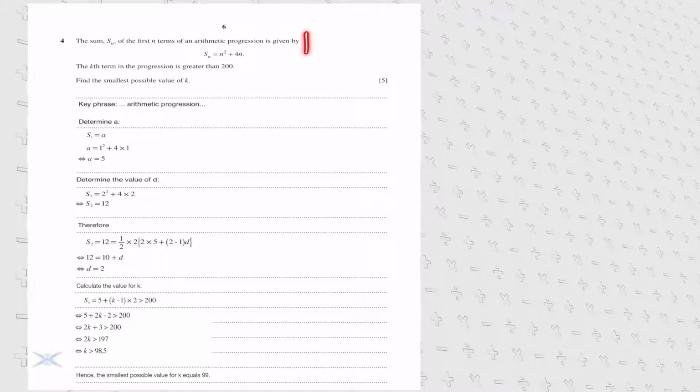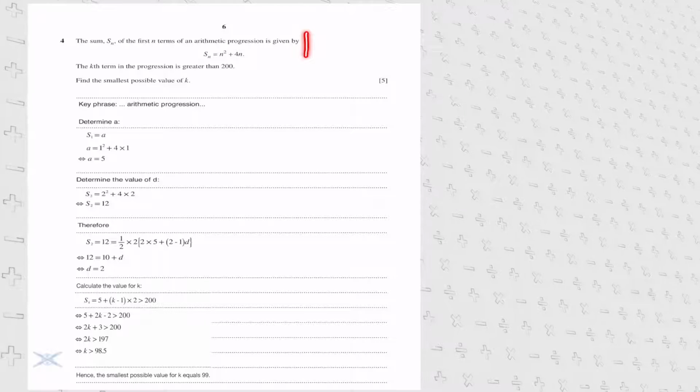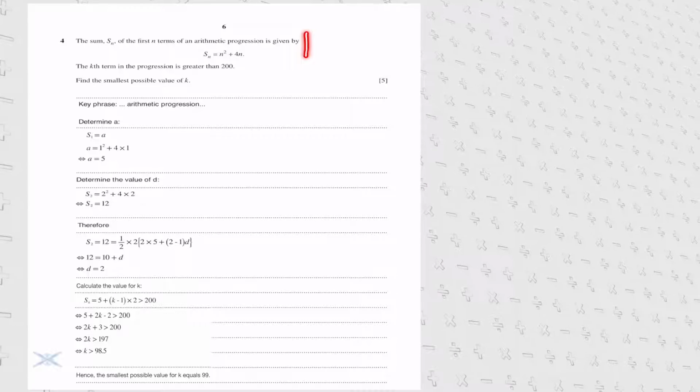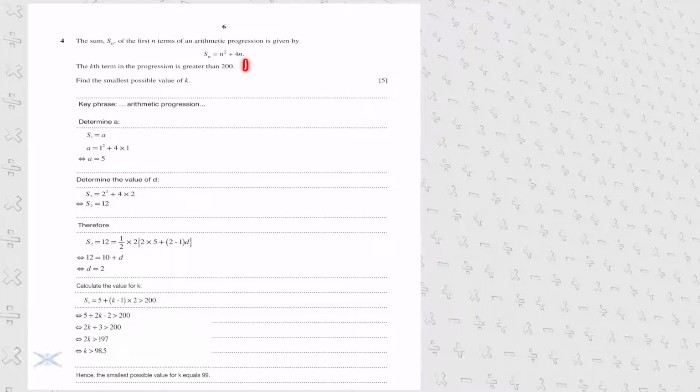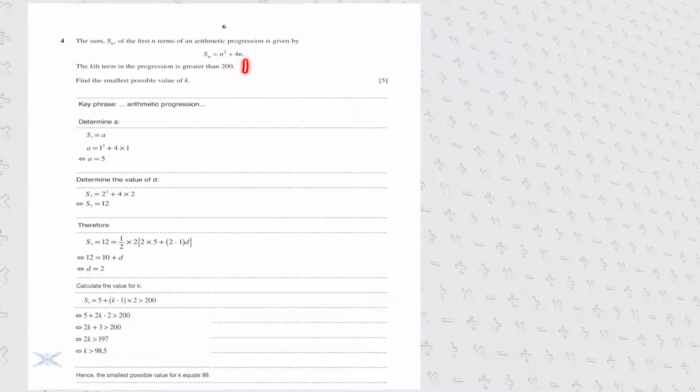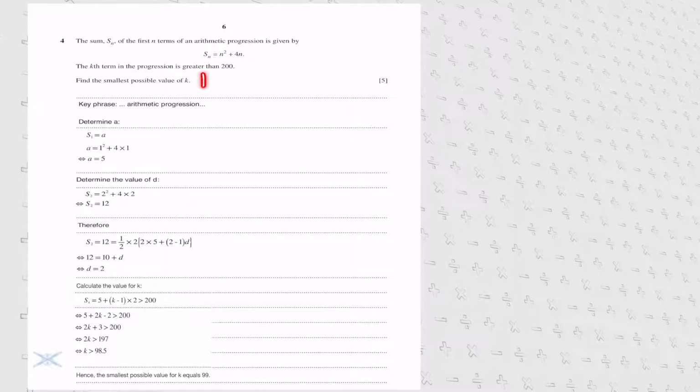Next on to exercise 4, where it is stated that the sum Sn of the first n terms of an arithmetic progression is given by Sn equals n squared plus 4n. Additionally, the kth term in the progression is greater than 200, and we are supposed to find the smallest possible value of k.